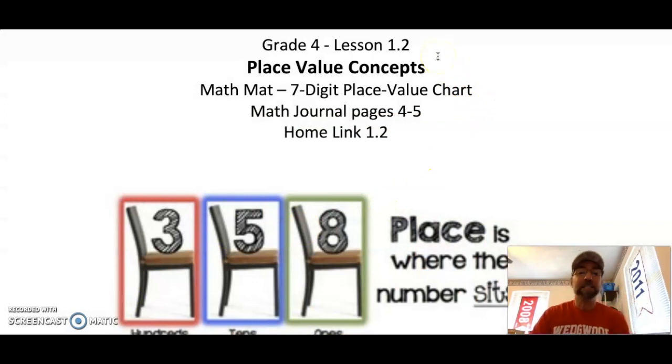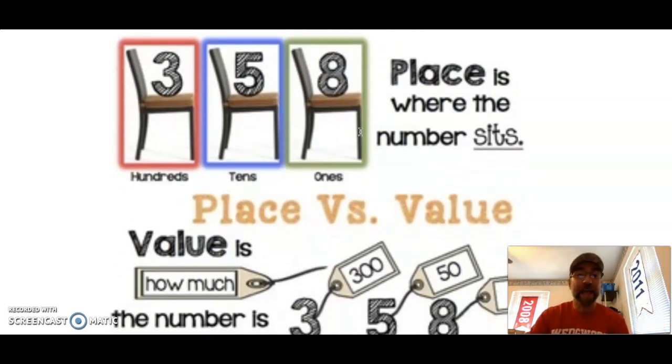All right, so let's start here. Remember, you can hit pause at any time to go and get the materials that you need or to work a little bit ahead. So here we go. Grade 4, lesson 1.2, place value concepts. You'll need your math mat, your 7-digit place value chart in the sheet protector. You will also need math journal pages 4 and 5. And after this video, you will complete Homelink 1.2.